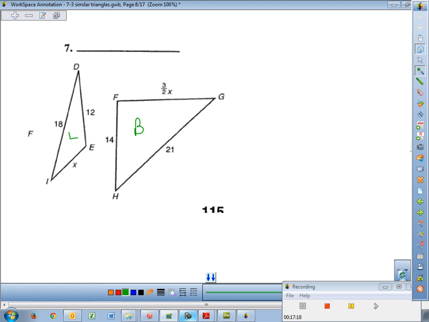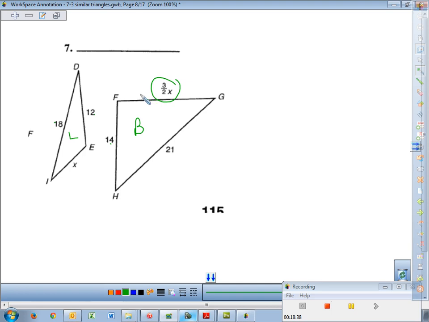I'll let you and the pal discuss here for a moment. What do you think? If you were to try any of those three ways, which would you feel like trying? Well, side, side, side, you have to know all 6 side lengths, 3 from one triangle, 3 from the other. You know 21, you know 14, and this guy is represented by 3 halves x, and 12, 18, and x. But do you know what would correspond with what?